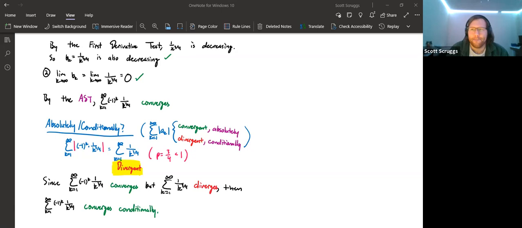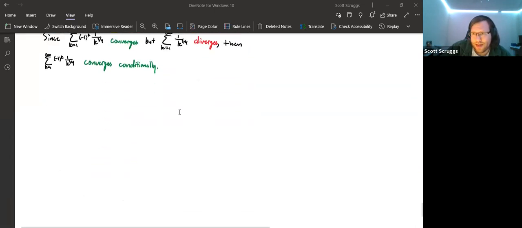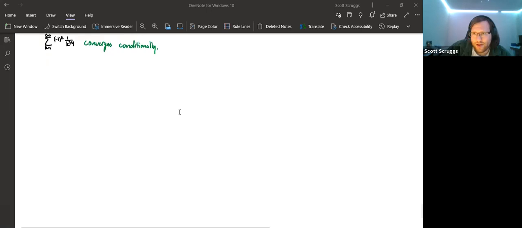Overall. Any questions about that and how I got conditionally convergent? Okay. In that case, I'm going to move on to the last 2 tests, and I'm going to group them together in one, which is the ratio and root test.